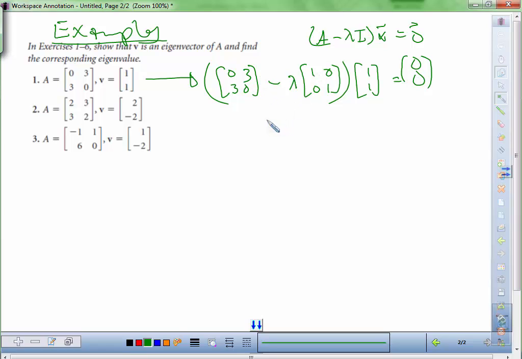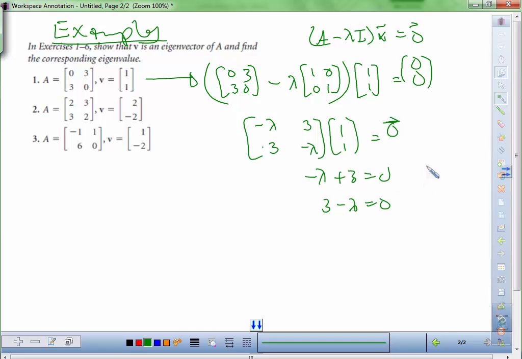So we get lambda, well, that's minus lambda plus 3, nope, plus 0, and then 3 minus 0, 3 minus lambda. Is that right? And then apply it to 1, 1. 0 vector, we got minus lambda plus 3 equals 0. And 3 minus lambda is equal to 0, which gives us the same thing.